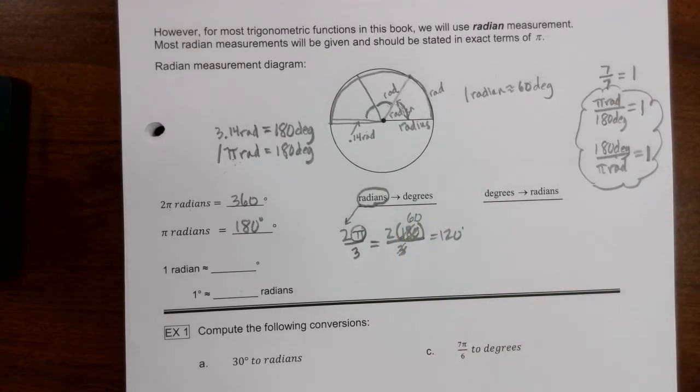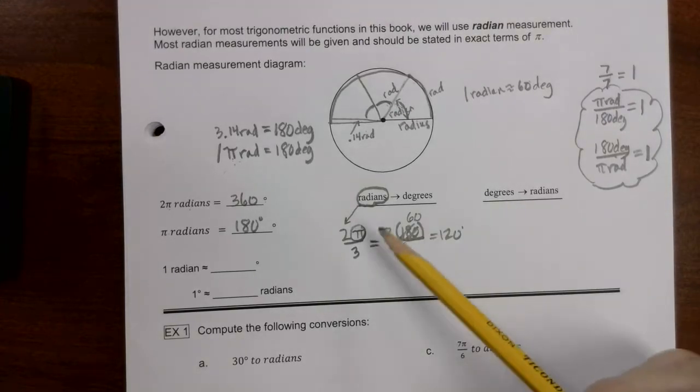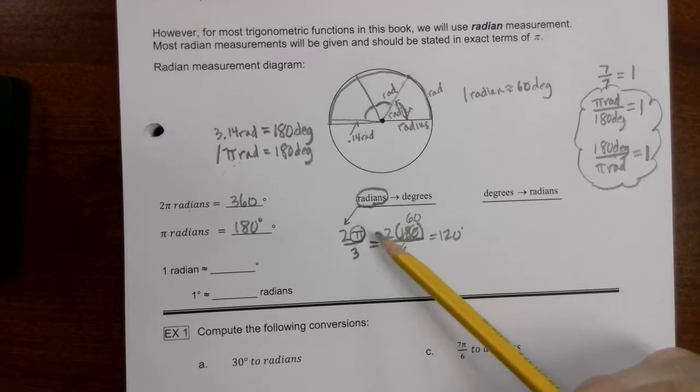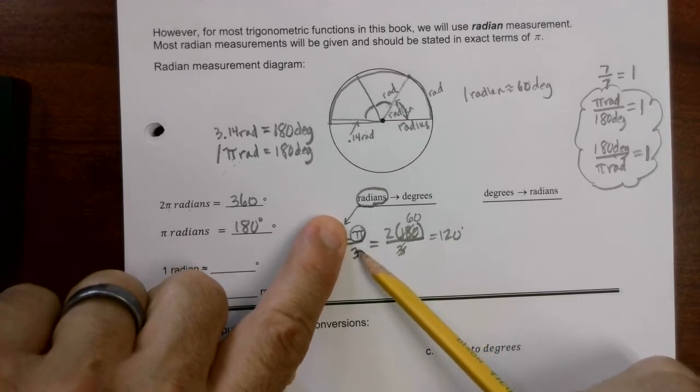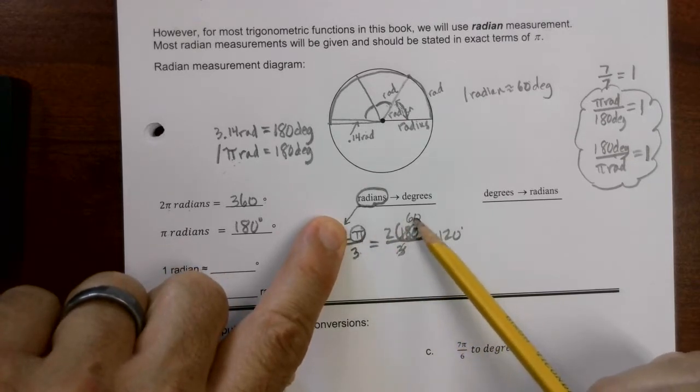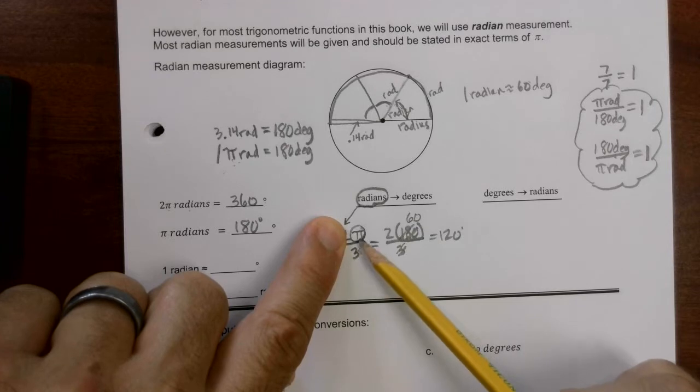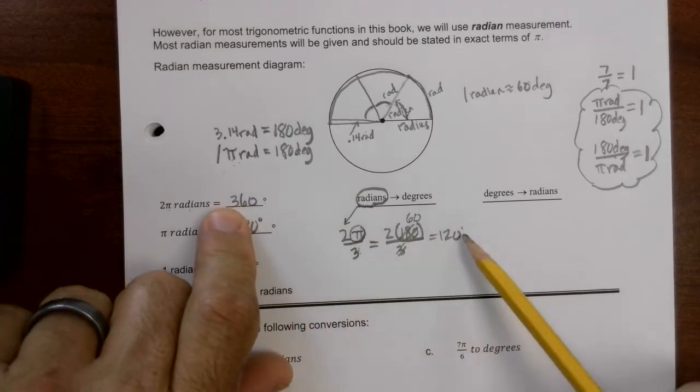Now, student number 2 might say, well, wait a minute, Mr. Kleefish, on the pre-lesson, didn't you just say that pi over 3 was 60 degrees? Yep, that's another way a student could do it, by memorization. Pi over 3 is 60. 60 times 2 is 120.